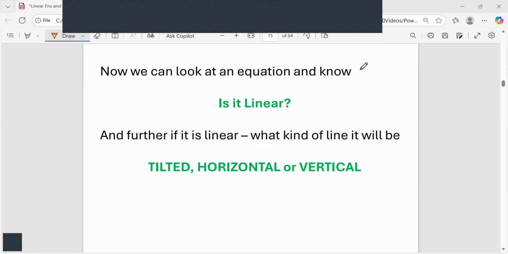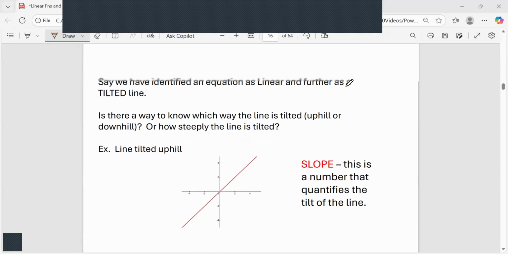Okay, we're ready for video number 2 on linear functions and slope. So we do know how to look at an equation and determine is it linear, and further, if it is linear, we know how to tell is it tilted, horizontal, or vertical. So let's suppose that you have an equation they gave you and they asked you is it tilted, horizontal, or vertical, and you know that it's a tilted line.